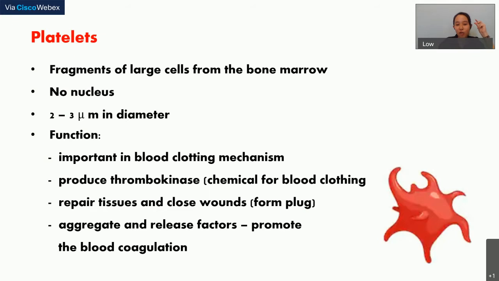And repair tissue and close your wounds so that foreign substances won't enter from your wounds. And aggregate. What's the meaning of aggregate? It's like the foreign cells like this, right? And they all aggregate and release the factors that protect you and promote blood coagulation. Right? Having the wound void.